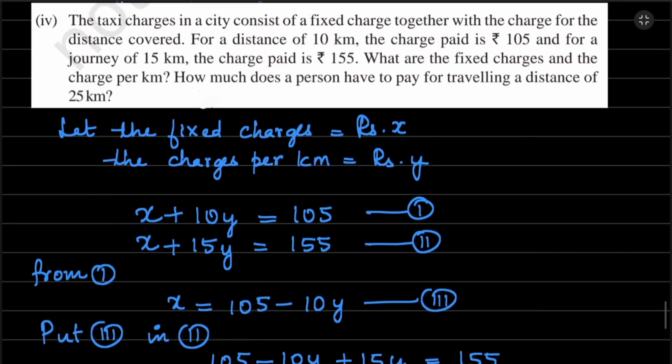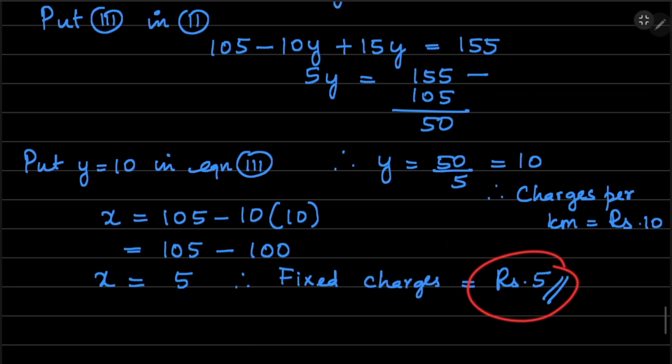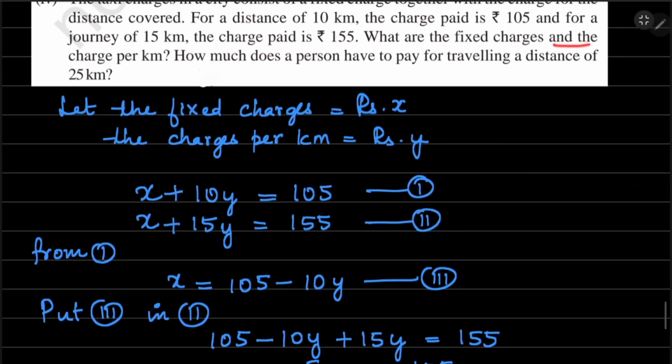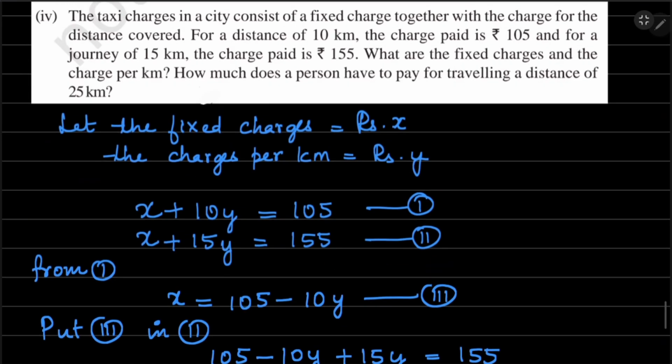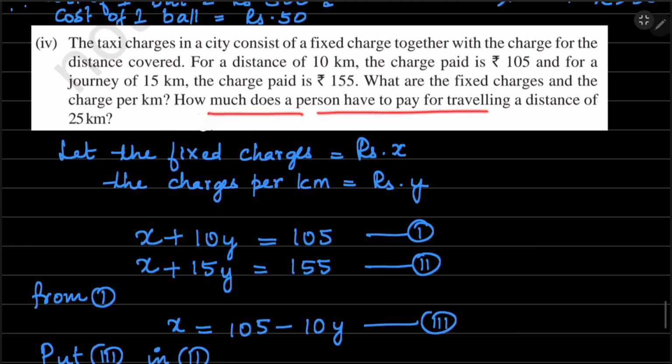But what is asked here? This we have found out. What is the fixed charge? Rupees 5. And the charge per kilometer? Every kilometer you'll have to pay rupees 10 per kilometer. What is the next question? How much does a person have to pay for traveling a distance of 25 kilometers?